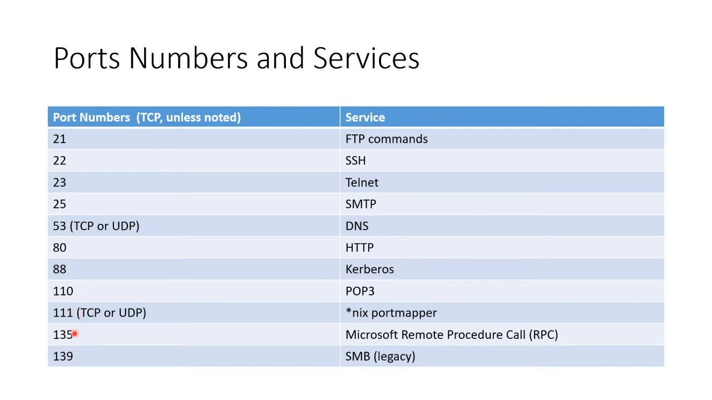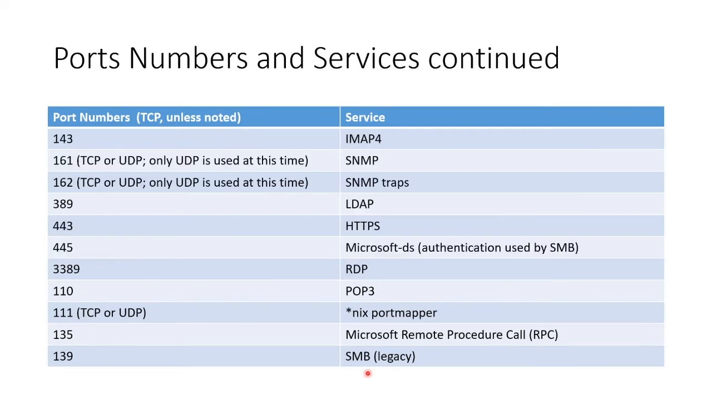Conversely, Microsoft has its own RPC port, 135. If I see 135, I do not expect Linux, Unix, FreeBSD, Macintosh. 139 was the old legacy file and print, SMB. 143 is the other email protocol, IMAP, interactive as opposed to POP, which is non-interactive. 161 and 162 is for SNMP. Right now we're only using the UDP versions.